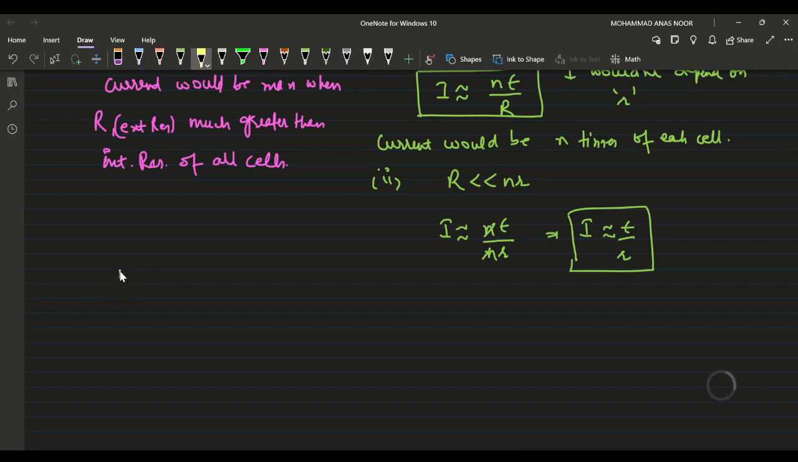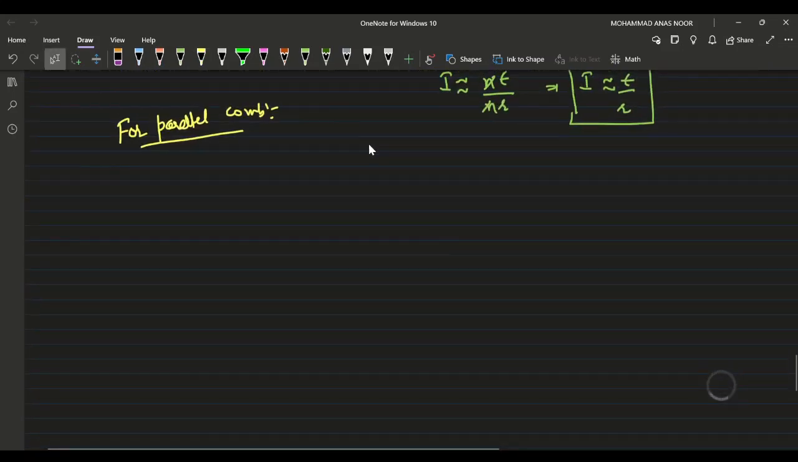So for the parallel combination, what would happen? Now cells in parallel are connected like this.